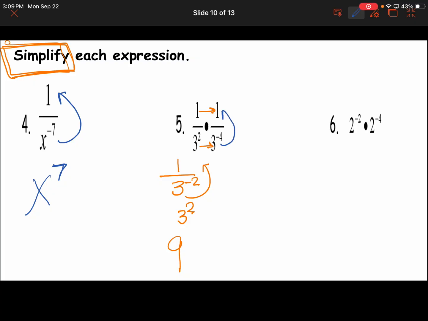You get 9. Now, you don't have to write this down, but some kids' brains will work this way. They're going to move it first and have 1 over 3 squared times 3 to the 4th over 1, which is 3 to the 4th over 3 to the 2nd, which is 3 to the 2nd, which is 9. Does it matter which way you see it? No. As long as you follow the rules. Everybody do number 6 right now.